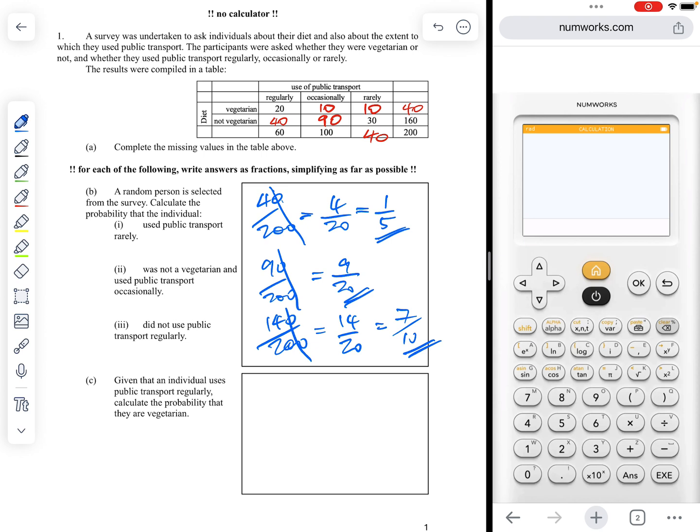Part C. Given that an individual uses public transport regularly, so the fact is it's got to be regular use. So none of those others, only the regular use. So it's conditional probability. We're down to only 60 people we're looking at. And the second half of the question was calculate the probability they are vegetarian. So in this column for regularly, it's that 20 people who are vegetarian, 20 out of 60. Simplifying the fraction, we have 2 out of 6, which is 1/3.